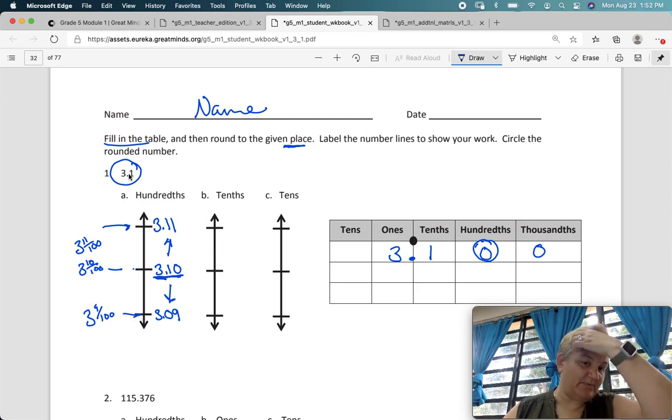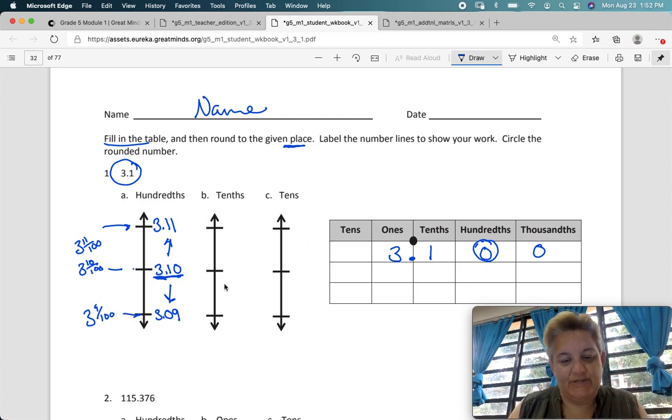And I wish they had started with a bigger number, but they didn't. So what is the nearest hundredth here? 3.10, and we're not going up or down because there isn't even a 1 there, so it's just 0, okay? So that's our answer, 3.1.